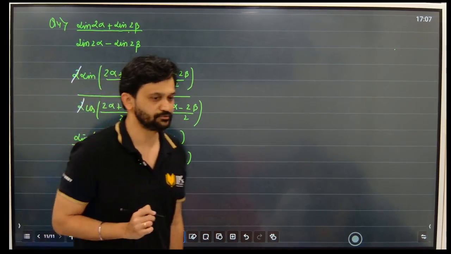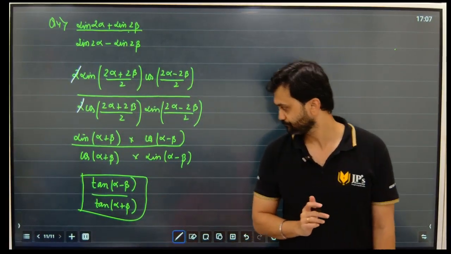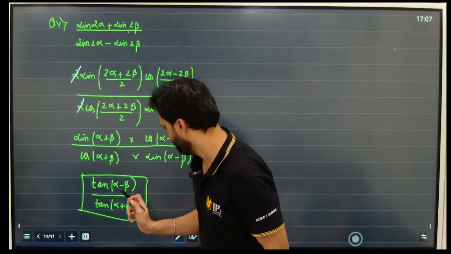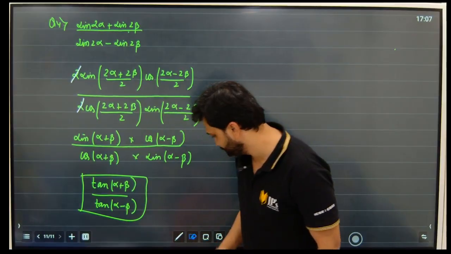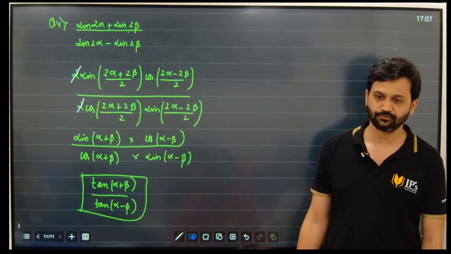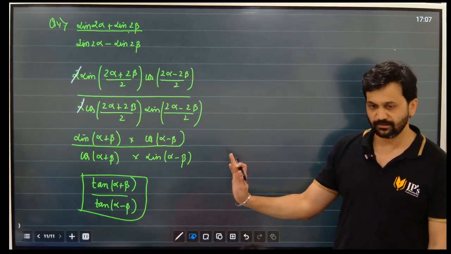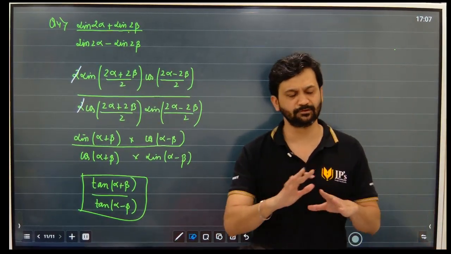How many of you have not understood this? Here a plus will come, here a minus will come. Have you guys understood this? Anybody has any doubts? So these, we are using the same set of formulas.